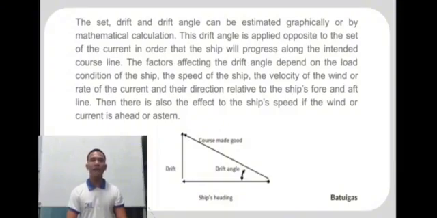By utilizing the drift angle, which is the angle formed between the ship's heading and course made good, we can compensate by determining how many degrees or what rudder command we can give to the ship's heading. This is to progress along the intended course line. But take note that the drift angle applied must be opposite to the set of the current. In addition, factors affecting the drift angle depend on the load condition of the ship, the speed of the ship, the velocity of the wind or rate of the current, and their direction relative to the ship's fore and aft line. Also, the effect to the ship's speed if the wind or current is ahead or astern.